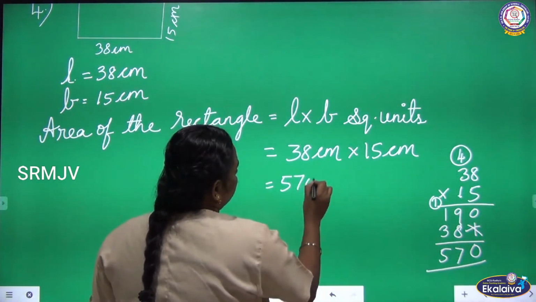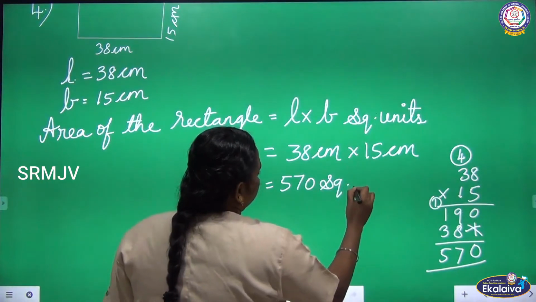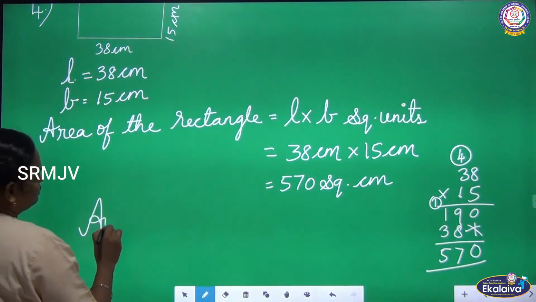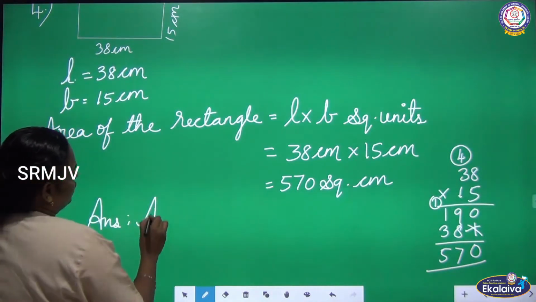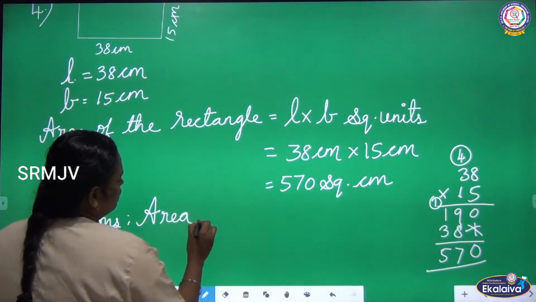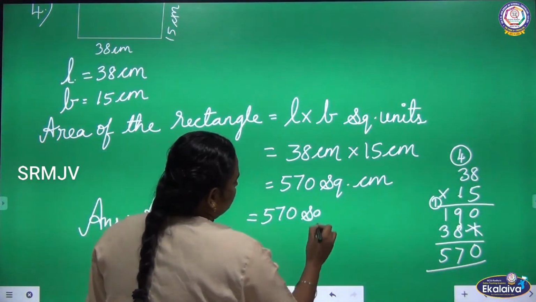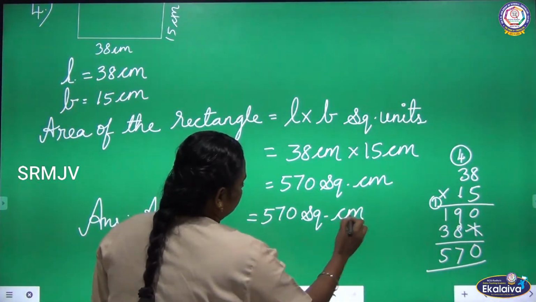570 square centimeter. So answer, area equal to 570 square centimeter.